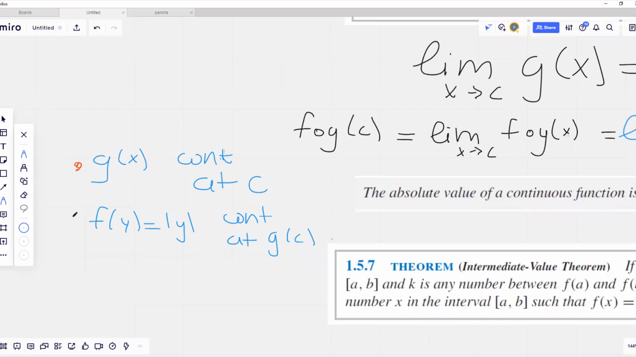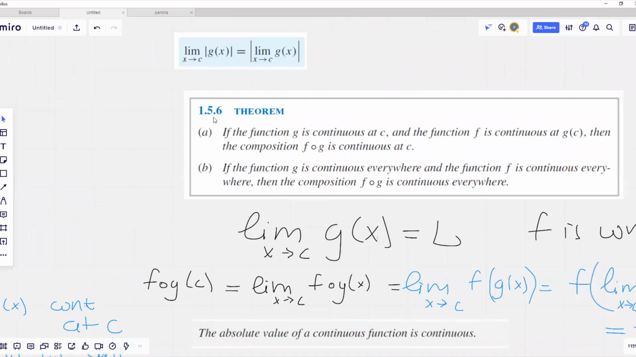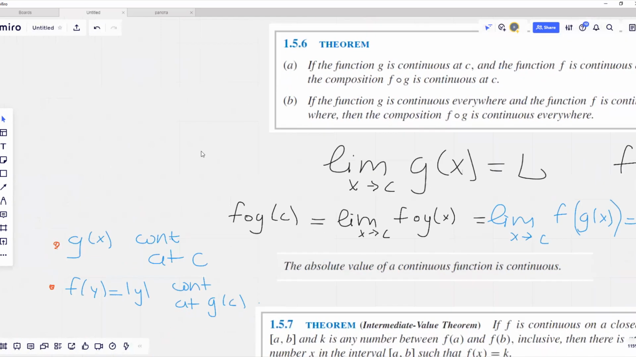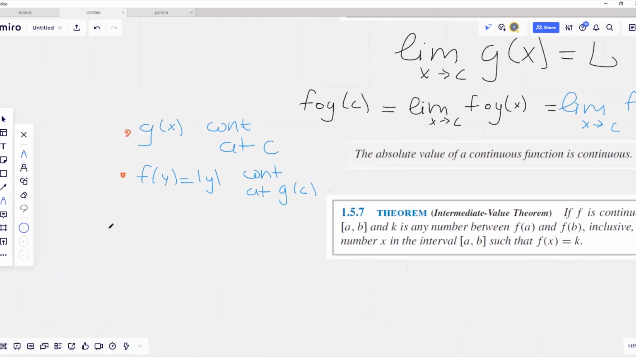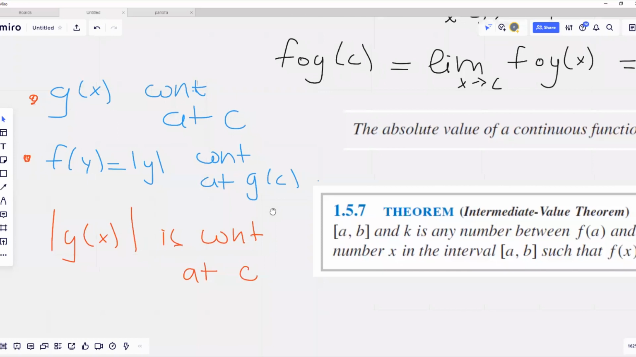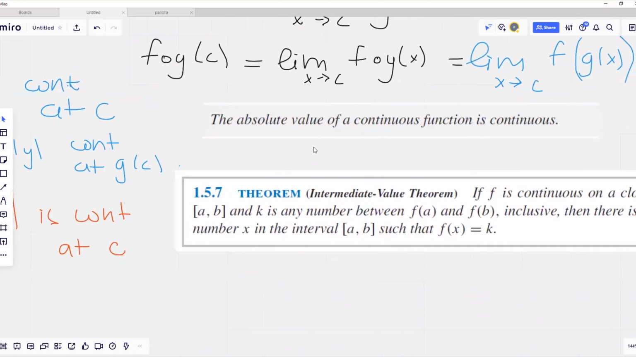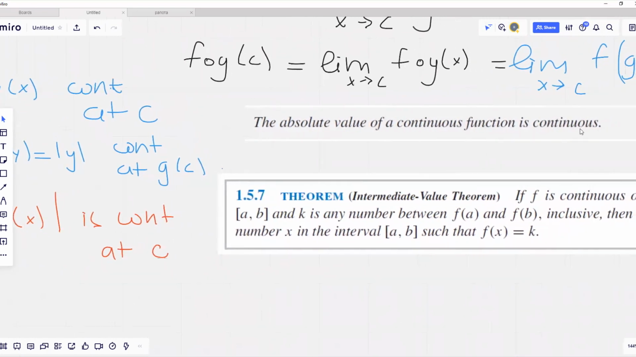Now, using the following two properties, we can apply theorem 1.5.6. Then their composition is continuous at point C, which we needed to show. So the absolute value of a continuous function, where g of x is a continuous function, is continuous.